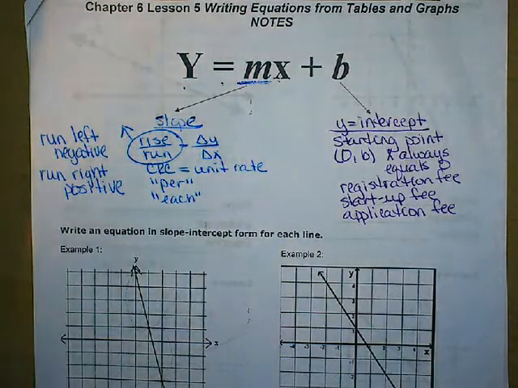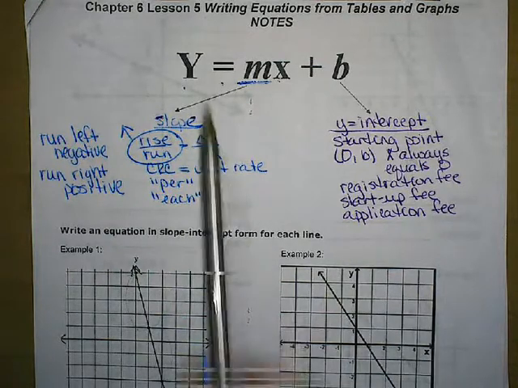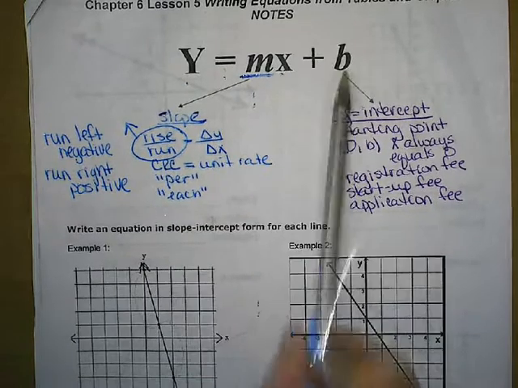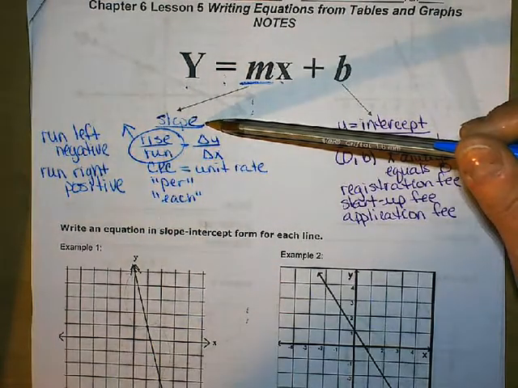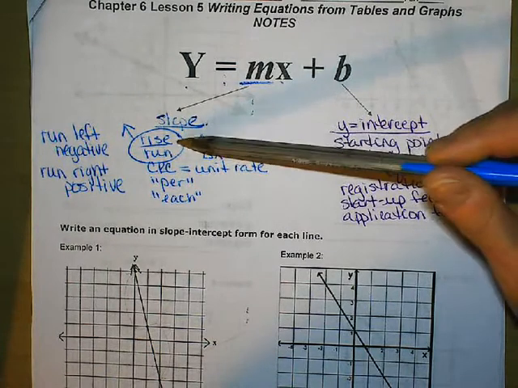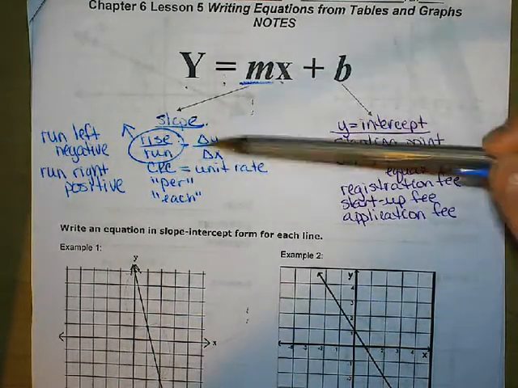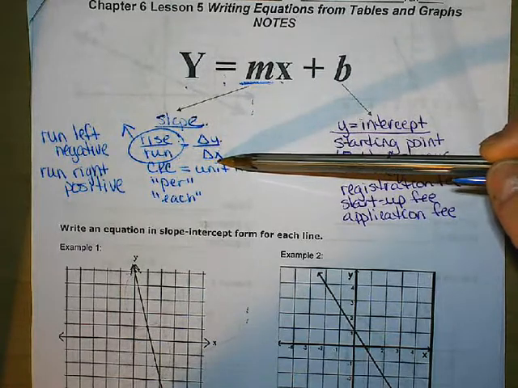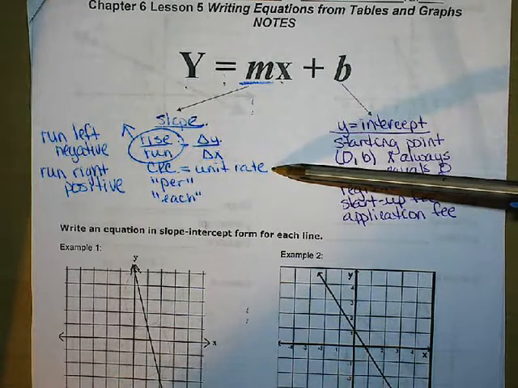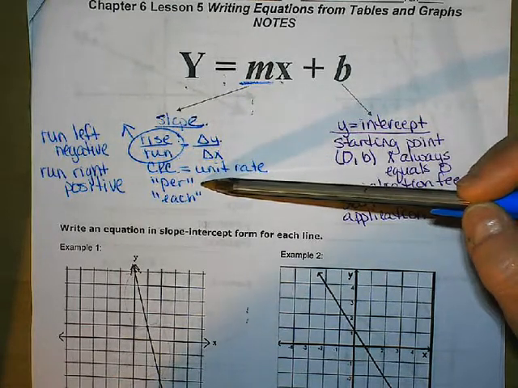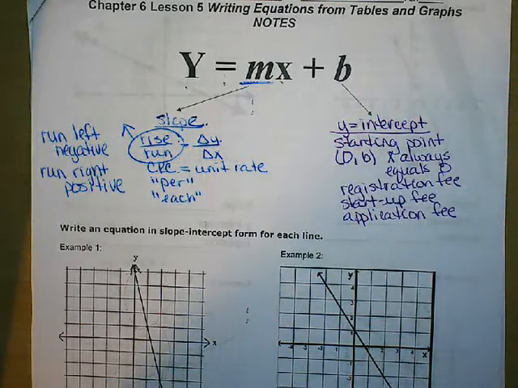Chapter 6, Lesson 5, Writing Equations from Tables and Graphs. We are still looking at the linear equation of y equals mx plus b. We know that m is the slope. We find it by using the rise over run, the change in y over change in x, or the constant rate of change in a table, which is also the unit rate. We know that in a word problem, it is the words per and each.